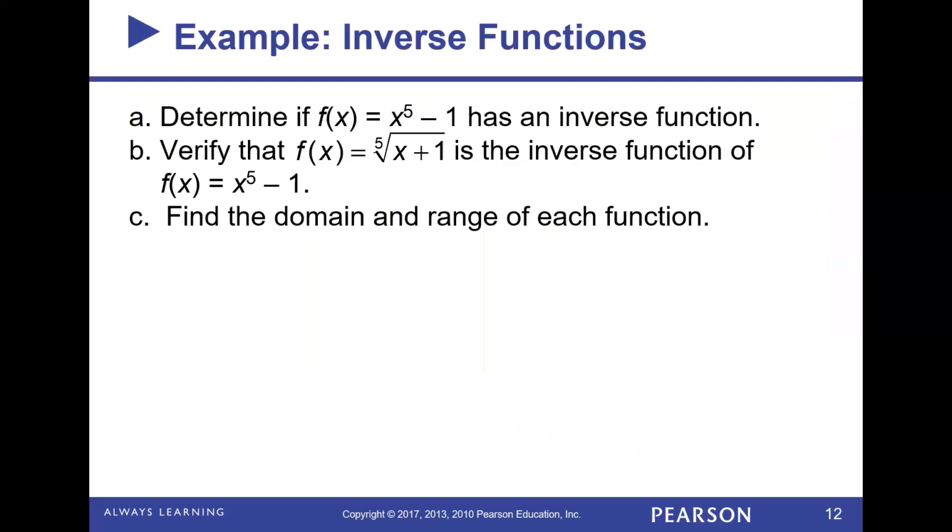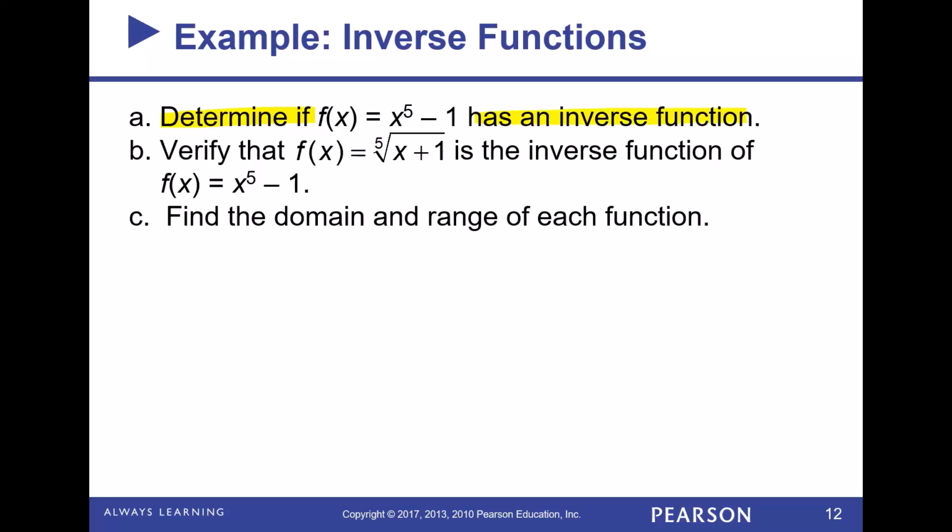So let's determine first if f of x being x to the 5th minus 1 has an inverse function. And then we're going to verify that the inverse function is the 5th root of x plus 1. Then we're going to look at the domain and range of each one individually, and how they relate to each other. This is an interesting wording, and I really want to point it out. It says determine if it has an inverse function, right?